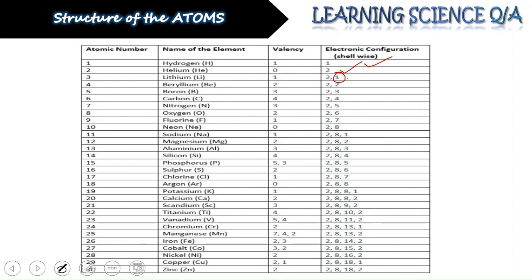So this is how electrons keep on adding, and as we are moving down the group, the number of shells increases, like hydrogen, lithium, sodium and potassium. They are from the same group having 1 electron in the outermost shell. Also, the number of shells increases as we are going down the group.